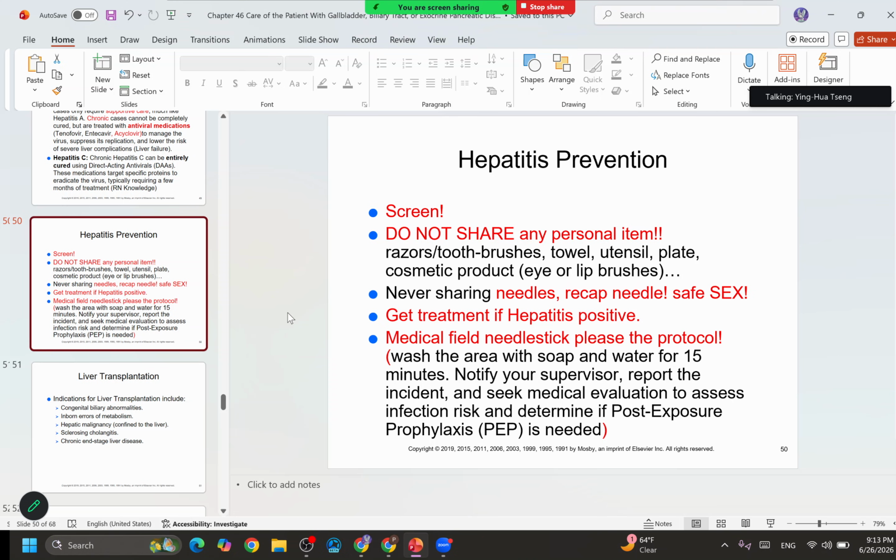Don't do that. Because these two organs, eye and lip, this area very easily has body fluid, right? Eye has tears and lip has saliva. You just don't know, right? You just borrow this and somebody will come back with the virus or bacteria and it comes back to you. So that's why please do not share the cosmetic product, okay?